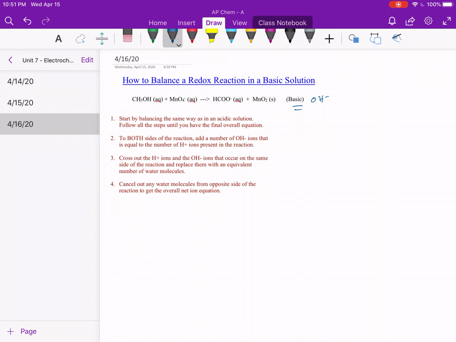And now that being said, we're going to make our lives easier with how to balance this. To do that, we're going to start off by balancing this exactly the same way as we learned yesterday, and balance it as if it was in an acidic solution. So we're going to follow all those same steps exactly until we get the final overall, right? So the first thing we're going to do is break it down into our half reactions. So we see we have CH3OH going to HCOO minus, and then our MnO4 minus going to our MnO2.